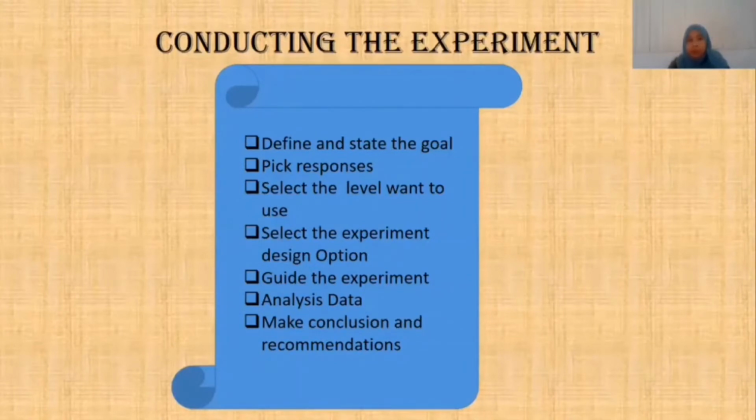We have 7 steps to conducting the experiment of DOE. First, define and state the goal. Second, pick responses. Third, select the level we want to use. Fourth, select the experiment design option. Fifth, conduct the experiment. Sixth, analyze data. And lastly, number 7, make conclusion and recommendation.